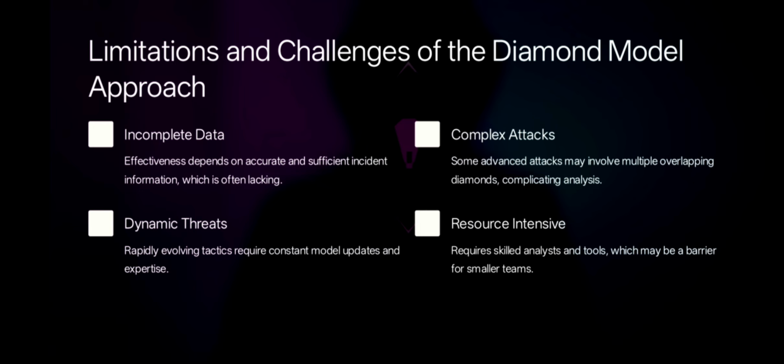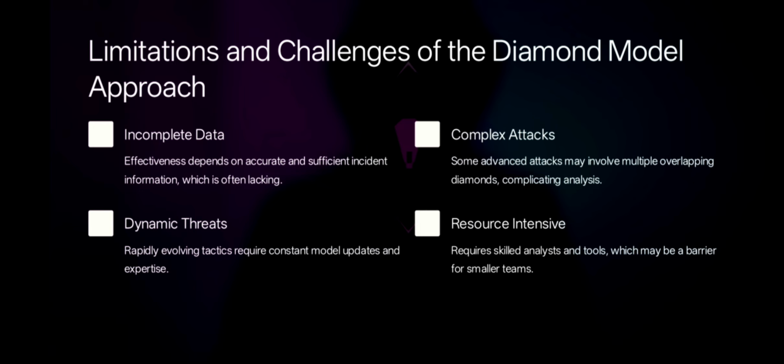18. May impede agile incident response. Challenge: building a full diamond requires time and multiple data sources. In fast-paced incidents, teams may not have the luxury to complete each vertex. There is a risk of overanalysis when speed is critical. Impact: not always practical in urgent response situations without automation.